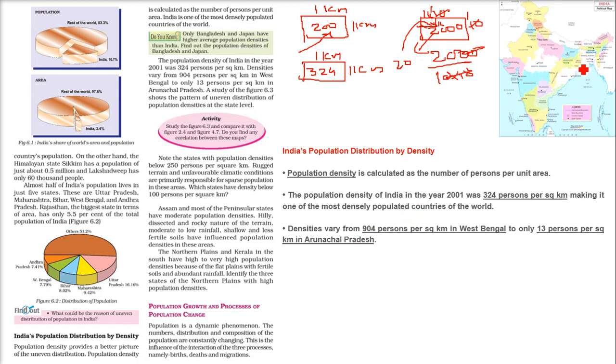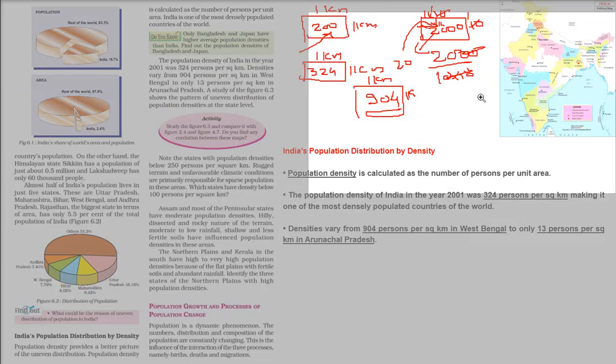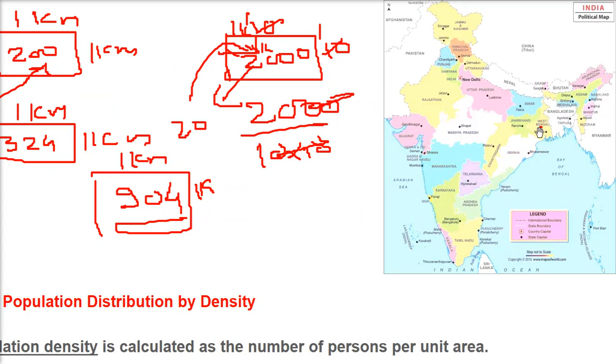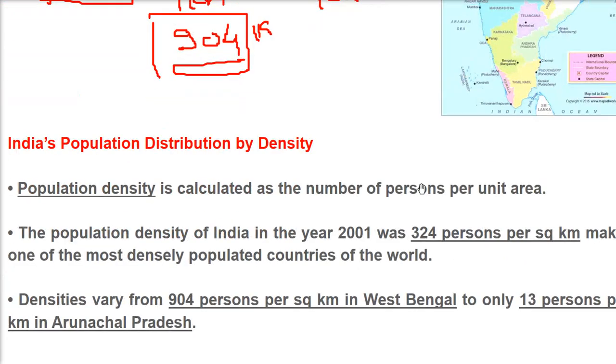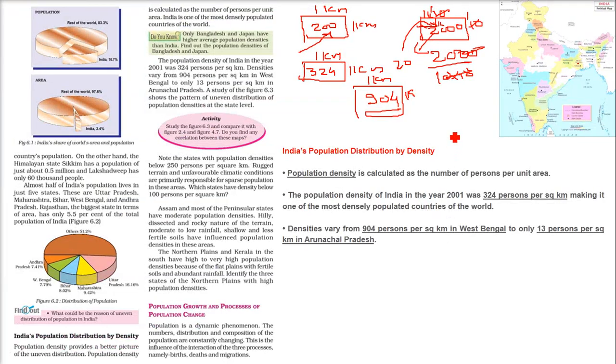Like in West Bengal, if you come here, there are 904 persons per square kilometer. That is, in 1 kilometer by 1 kilometer, how many people are living? 904. And if you come to Arunachal Pradesh, let me take you to this place. These two places are quite near. This is West Bengal, where 904 people per square kilometer live. And if you go to the other place, Arunachal Pradesh, it has just 13 people in 1 kilometer by 1 kilometer. If you travel 1 kilometer in length and 1 kilometer in width, you will see only 13 people inside.